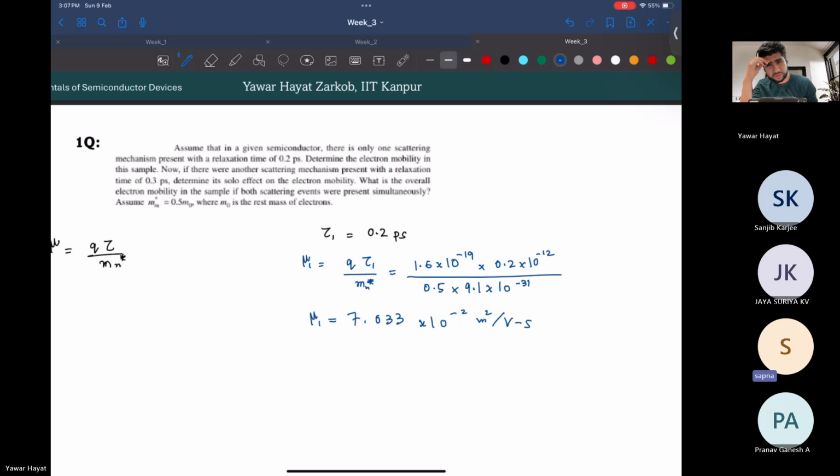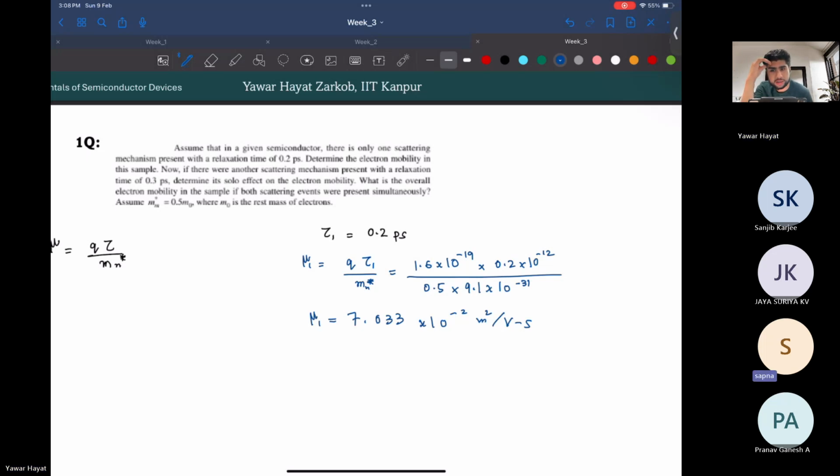Okay, so you might be getting 0.7 into 10 to the power minus 1. Minus 31, and when it comes from the denominator, it becomes 31. So minus 31 is cancelling, no? Yes, minus 31 and minus 31 cancel out. And then you are left with 1.6 times 0.2 divided by 0.5 times 9.1. That was effectively what you were supposed to calculate.